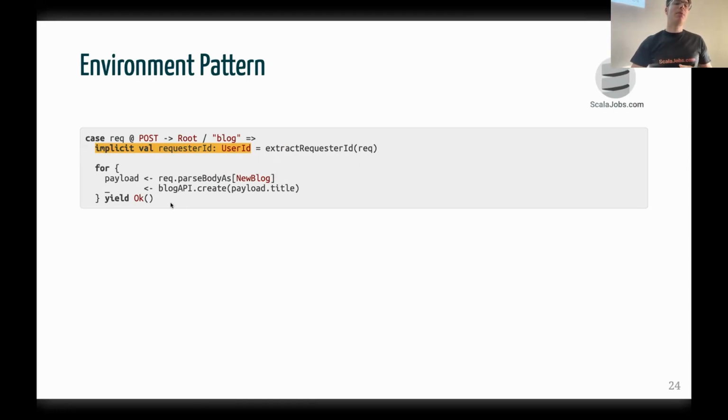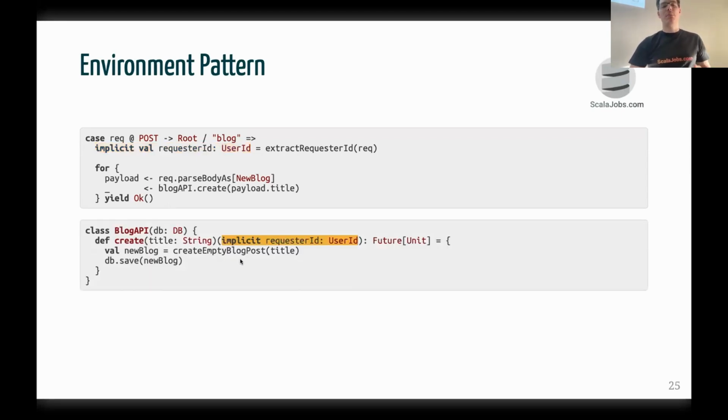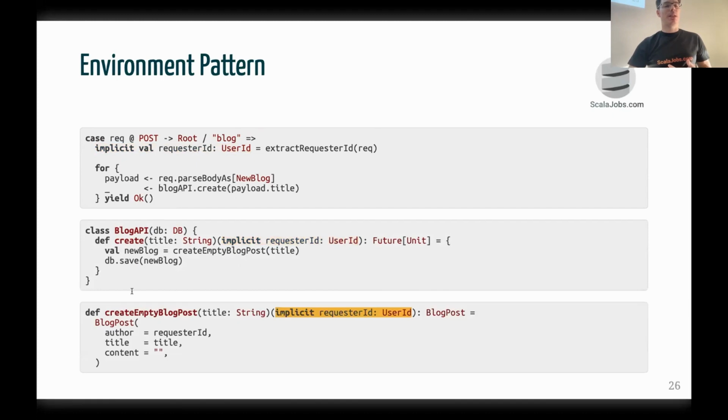And then we delegate the implementation to an API, which creates an empty blog post, saves it to a database, and so on. But the important point, if you look at the pattern, is that at the entry point of our application, we mark the user ID as implicit. And then whenever we use it, it's passed around implicitly by the compiler.